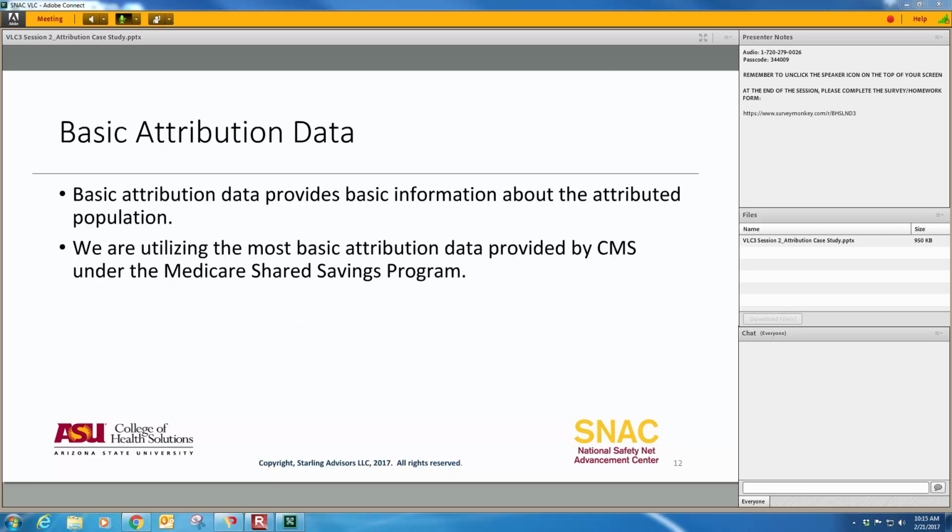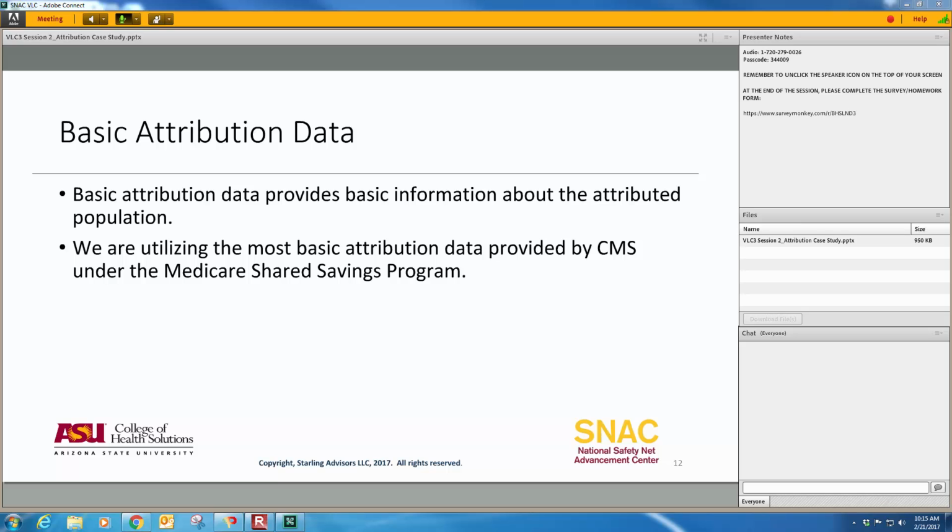I'm going to quickly talk about the basic attribution data. This was the first set of data that you received. It's basic attribution data usually provided by CMS for the Medicare Shared Savings Program. This is an exact report. We changed some of the names and numbers, but it's exactly the information that an ACO would receive within the first month of having an attributed population to them.